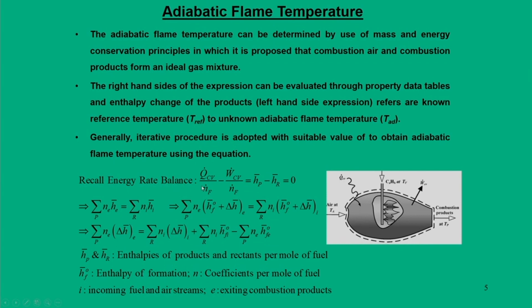If we do that, we can write down the energy balance equation: Q dot CV by N dot F, that is per mole of fuel, minus W dot CV by N dot F will be H_P bar minus H_R, and that is equal to 0 because we are taking Q_CV and W_CV to be 0. In such a situation, what we get is that the enthalpy of products and reactants per mole of the fuel are equal. So, this can be given through this summation form. Then for reactants and products, we can write in terms of enthalpy of formation and enthalpy change.